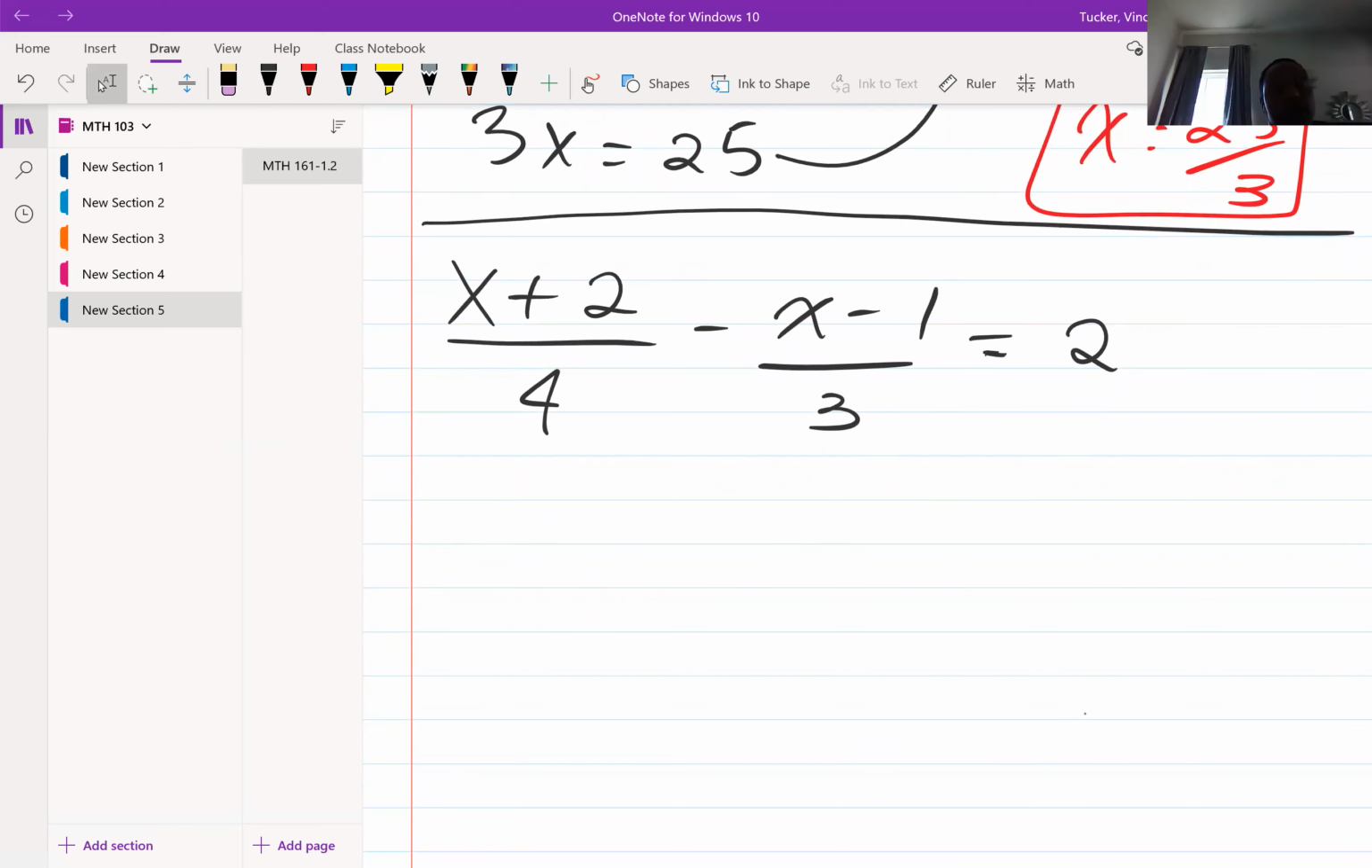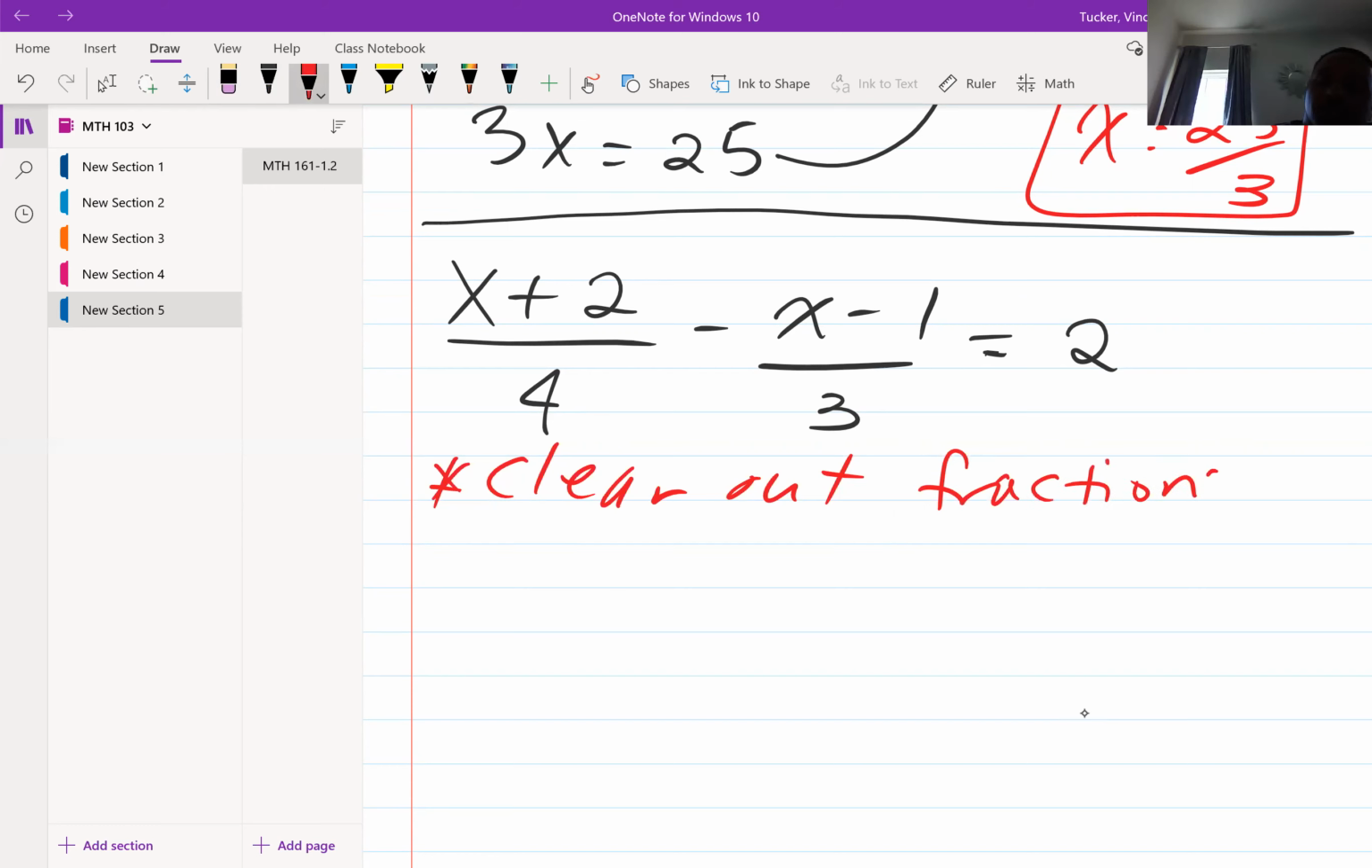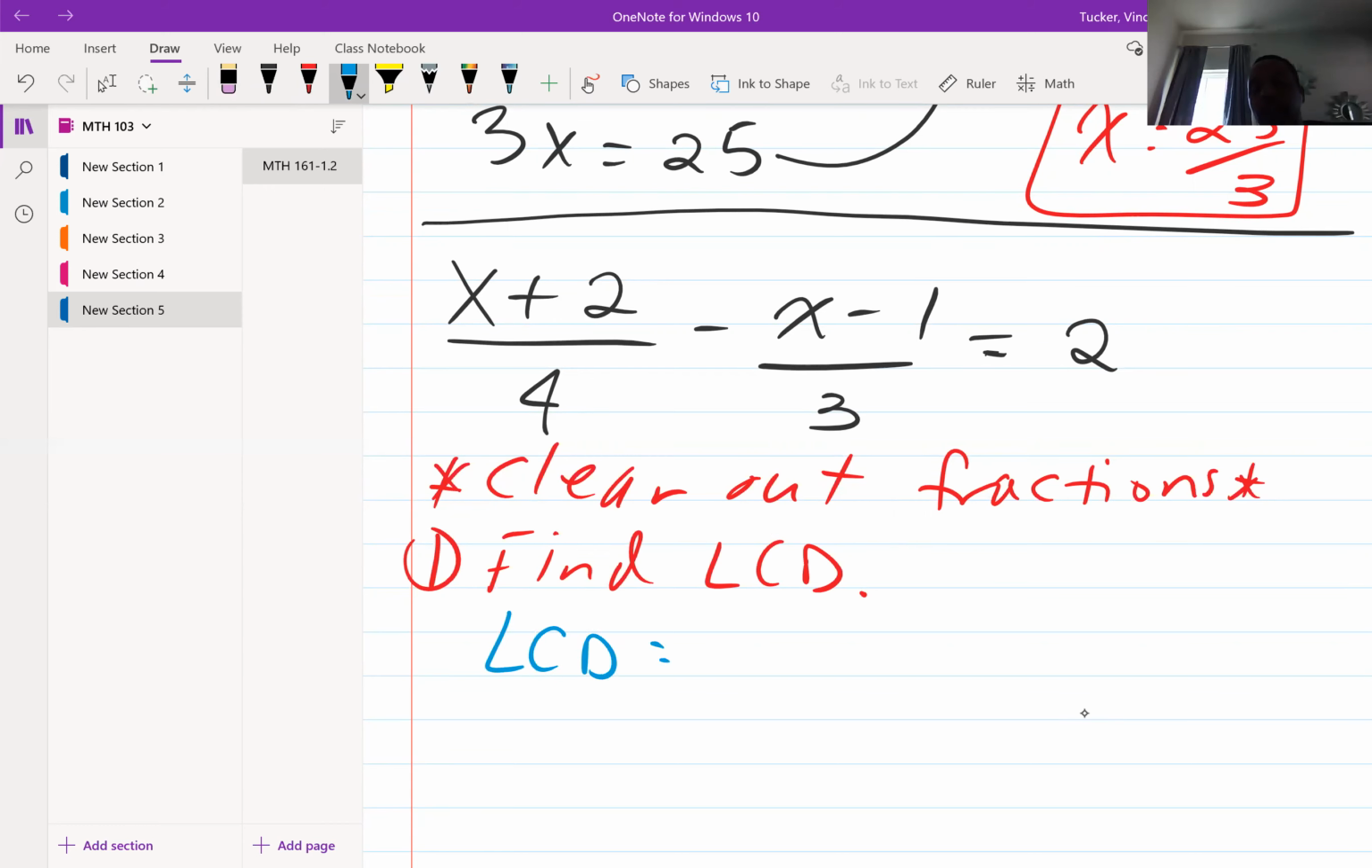Either you can solve the equation with the fractions involved, or you can do what we call clearing out your fractions. We'll go ahead and look at that process. So first thing we do is find the LCD. And the LCD in this case would be 12.